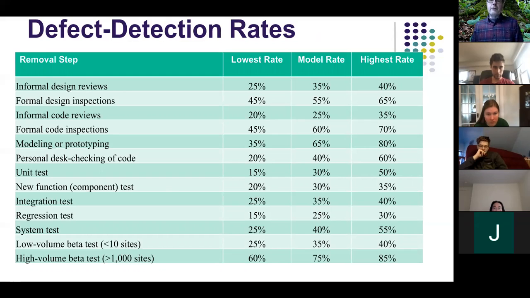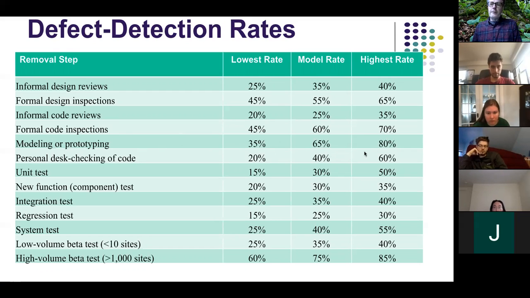So in formal design reviews, the review on average, more or less, catches about 35%. But the highest they can reach is 40%. In other words, the best you can do, if all you do is formal design reviews, is get rid of 40% of the defects. Formal ones do a bit better. This is design reviews. Code reviews, informal code reviews, formal code inspections, do pretty good.